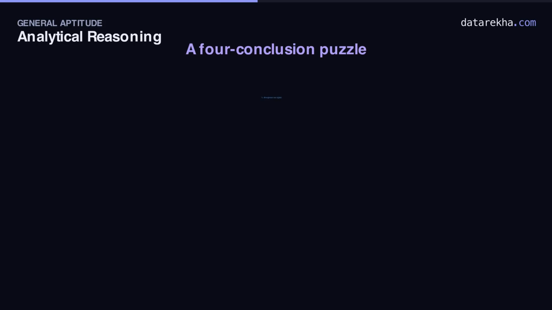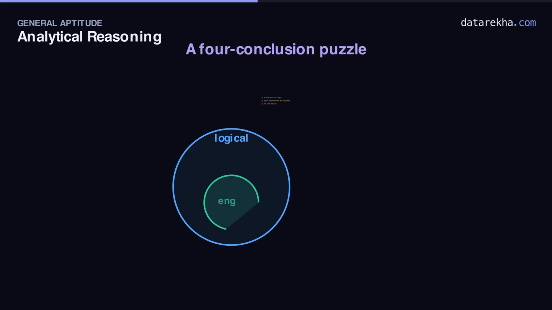Now a meatier puzzle, 3 statements, 4 candidate conclusions, and we decide which truly follow. All engineers are logical. Some programmers are engineers. No artist is logical. One master diagram carries all 3. Engineers is a circle inside logical. Artists sits entirely outside logical. So outside engineers too. And programmers overlaps engineers in a lens that must hold someone.